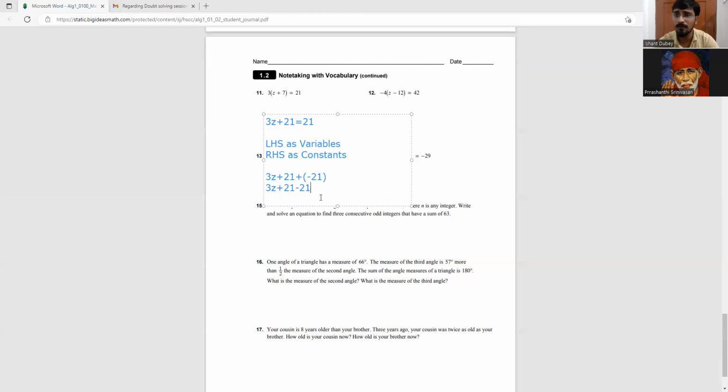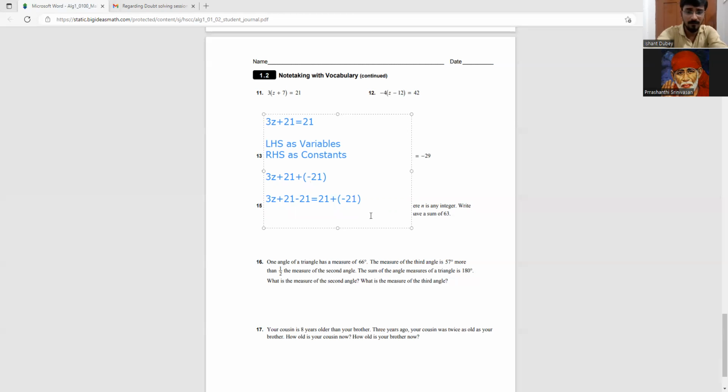Now here, one thing you have to notice, Prashanti. Because on the left-hand side we want the variable only, whatever I am doing on the left-hand side, the same changes you have to do on the right-hand side also. In order to make my constant zero, I added minus 21, so I have to do the same on the right-hand side. Equals 21, which is already there, and I add minus 21. Is it clear? Yes.